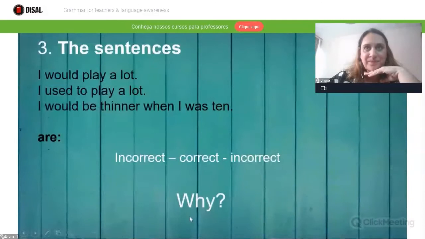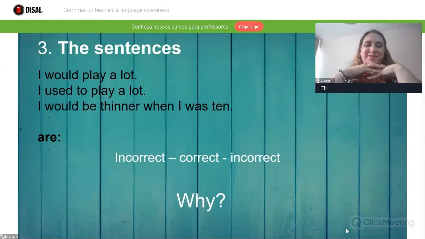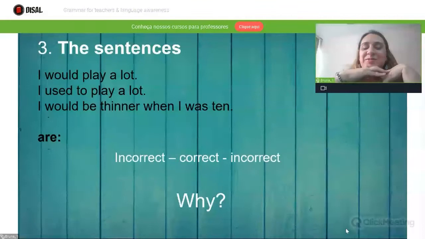What about, oh, I have the answers for this one, but explain to me why. Why would the first one be incorrect, the second be correct, and the third one incorrect?